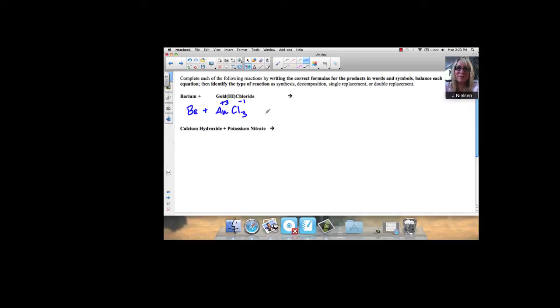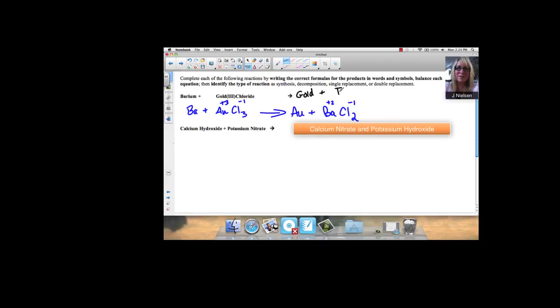And that's going to yield, well, Ba is above Au on table J. So Au is going to get kicked to the curb, and Ba is going to hook up with Cl. So Ba's got a plus 2 charge, Cl is a minus 1 charge. When we drop and cross, it becomes BaCl2. So let's put this into words up here. This is gold plus barium chloride.